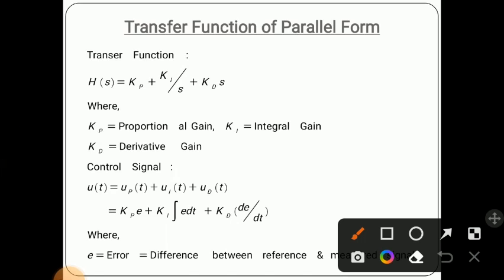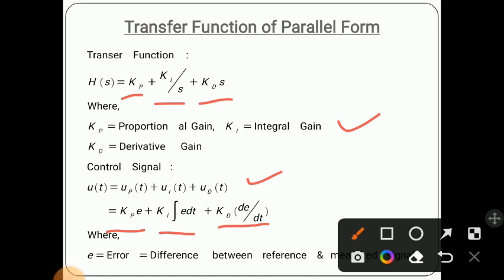So here the transfer function is nothing but the addition of all three transfer functions, that is Kp plus Ki upon s plus Kd into s. These are the proportional gain, integral gain and derivative gain. The control signal is the addition of all three outputs, up of t, ui of t and ud of t. Up of t is Kp into e, proportionally. What is ui of t? Ki into the integration of e dt, so here we take the integration of the error. And ud is Kd into de by dt, so here we take the derivative of the error. Like this the control signal is generated.